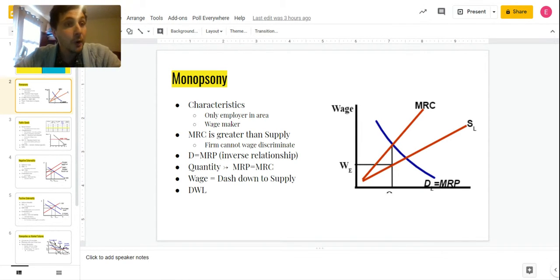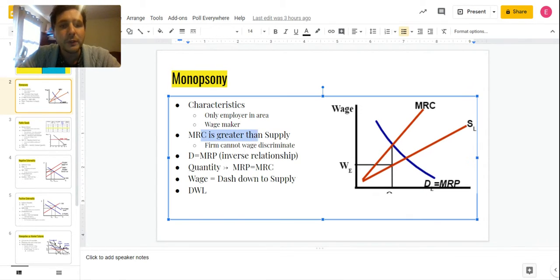Okay. MRC is the marginal resource cost. In other words, the additional cost of hiring that next worker. That's MRC. So in this case, MRC is actually greater than supply. Even though these monopsonies have an inordinate amount of power over the marketplace, they still are limited by supply. If they want to attract workers into the marketplace, they have to raise their wages. That's how it works, right? And so supply represents that. An increased wage results in an increased quantity of workers willing to supply their labor to that market.